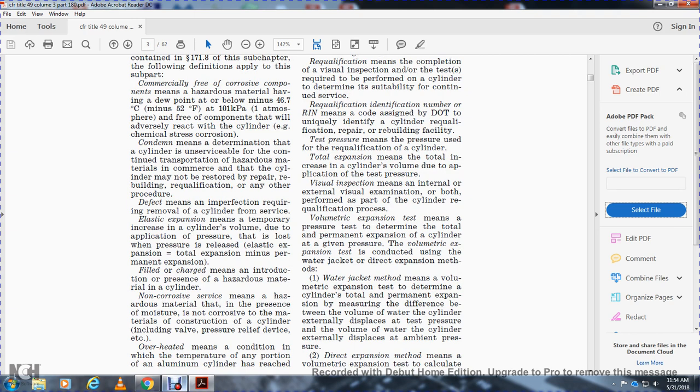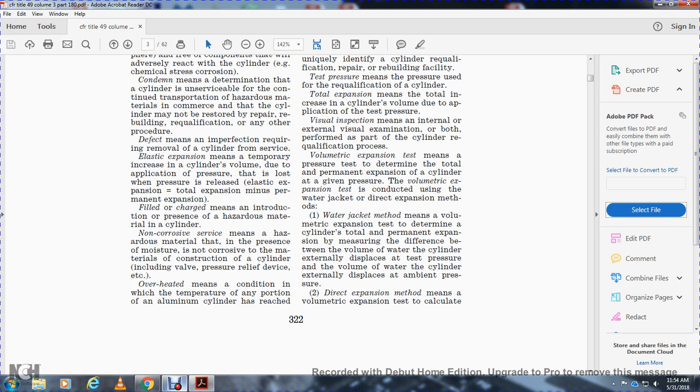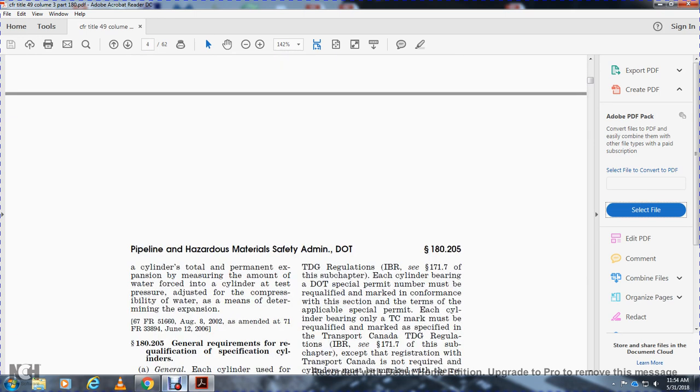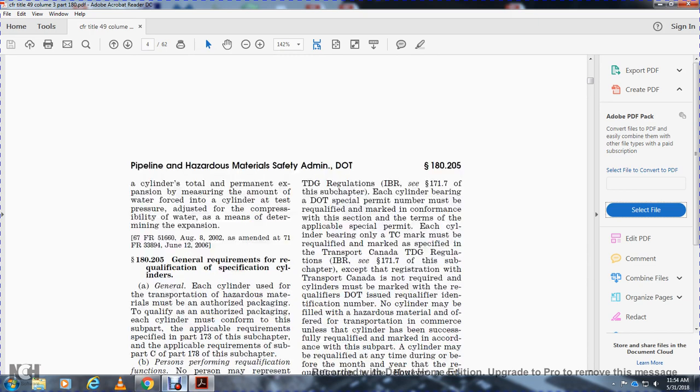Direct expansion method means a volumetric expansion test to calculate the cylinder's total and permanent expansion from the amount of water forced into the cylinder at test pressure, adjusted for the compressibility of the water, to determine the expansion.